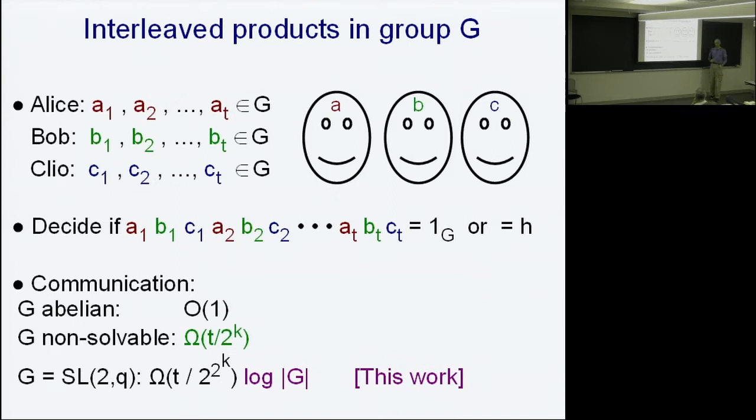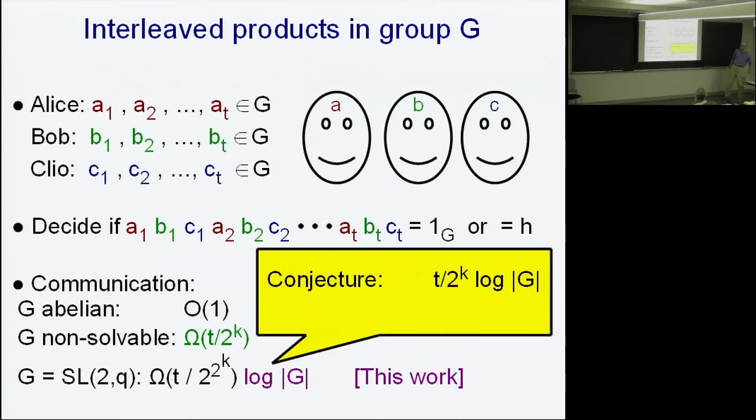I'm going to tell you some of the ideas that go into this, but before that, I want to make two conjectures. The first conjecture is that you can actually improve this to t over 2 to the k times log G, and this will match the Babai, Nisan and Szegedy result, but in addition, you will get this log G factor. I think it would be good to have, but I'm going to make a much bolder conjecture, that this thing is actually going to stay hard even if k gets larger than log t. Why not?